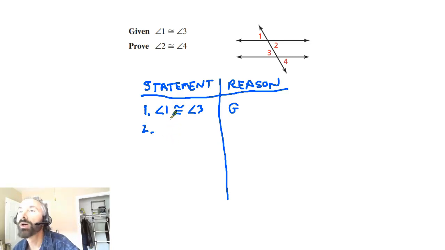Now, the next step is always a little trickier, so let's see what we can do. Here we go. I want to work my way to prove that angle 2 is congruent to angle 4. So, I know that angle 1 and angle 3 are congruent, and I want to relate 2 and 4. And I can see that 1 is related to 2, and I can see 3 is related to 4, so I'm going to put those in there. Certainly angle 1 is congruent to angle 2, according to the diagram. These guys are vertical angles.